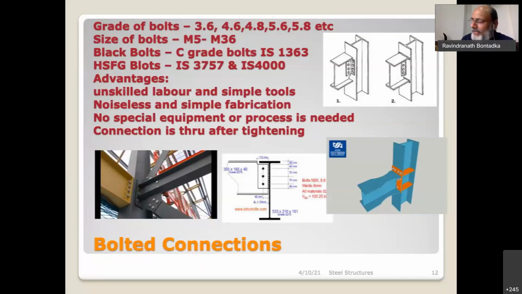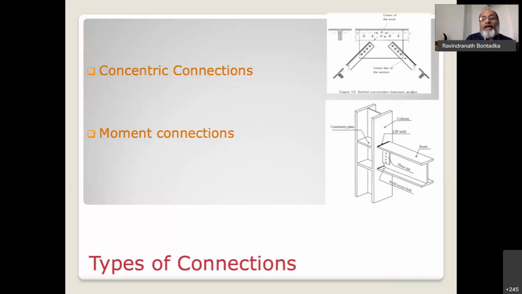Next, I may have to rush a little bit. We come across different joints and connections in this. We have concentric connections, like the way we see in many of the trusses, where the CG of the members meet together at one point, and then we use gusset plates for the joints. So that's called the concentric connections.